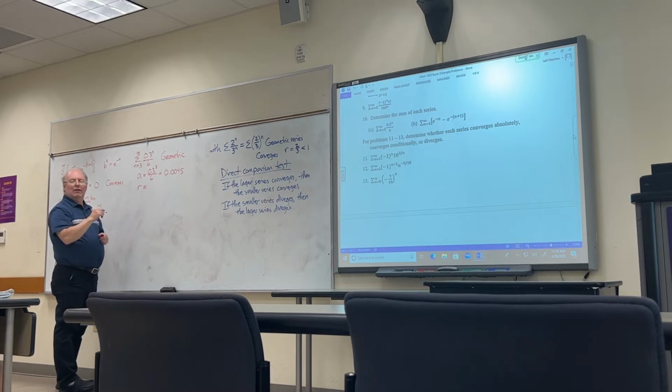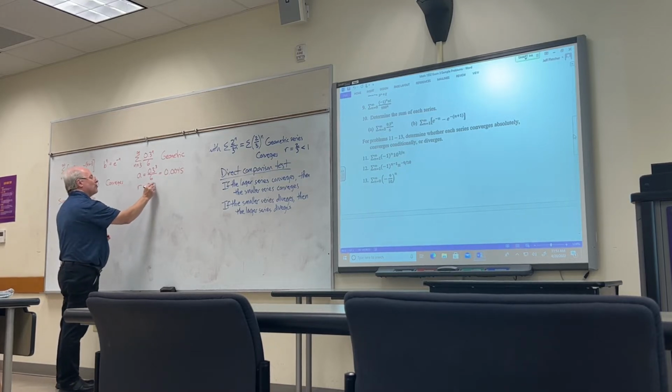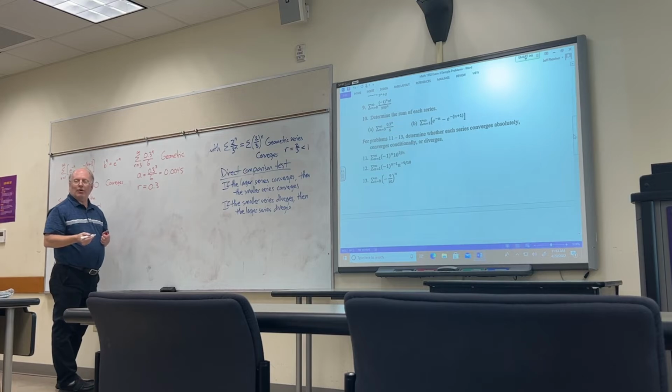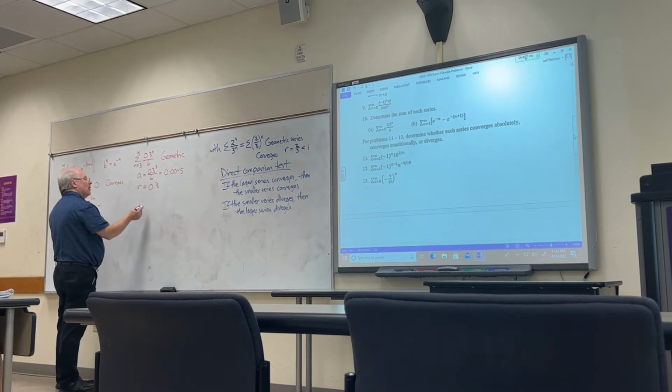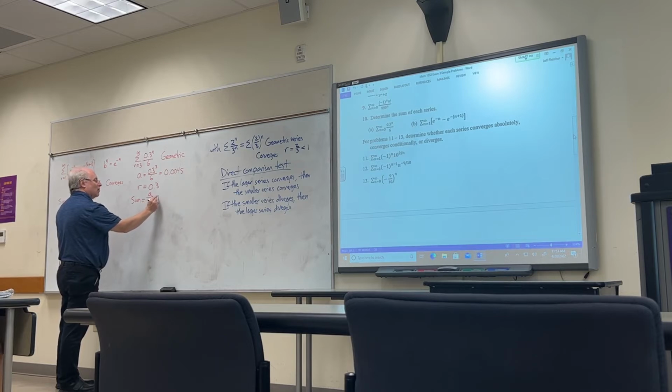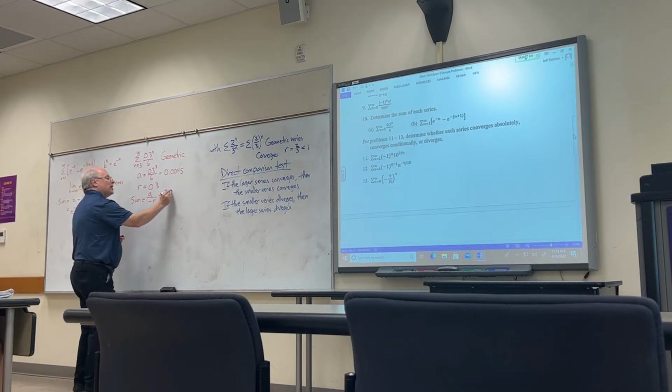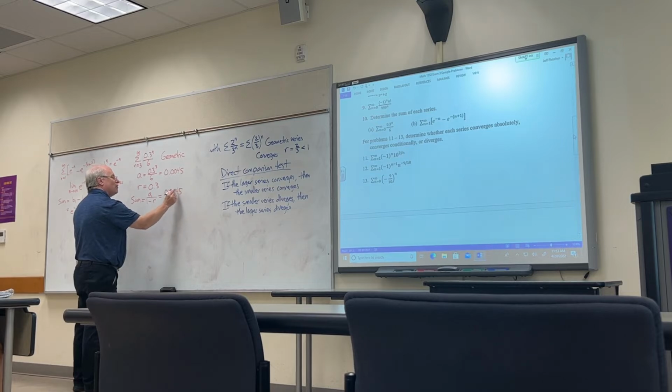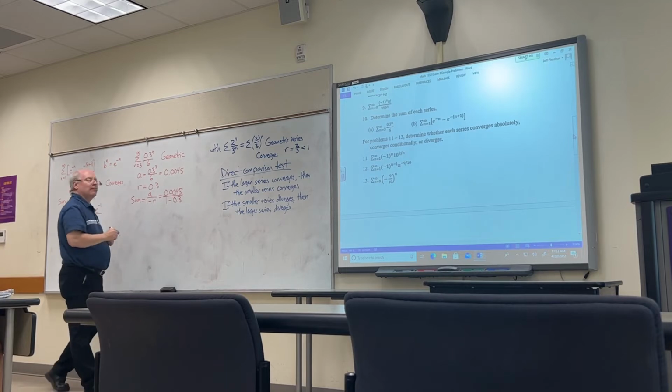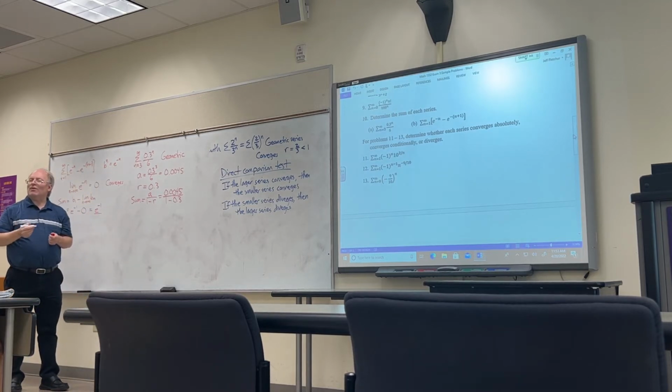It's just 0.3. It's what's being taken to the nth power. The 6 is not being taken to the nth power. All right, so the sum is a over 1 minus r, right. So you're going to have 0.0045 divided by 1 minus 0.3. And then you would just work that out to get the sum, and that's the answer. And that'll give you the answer, right.